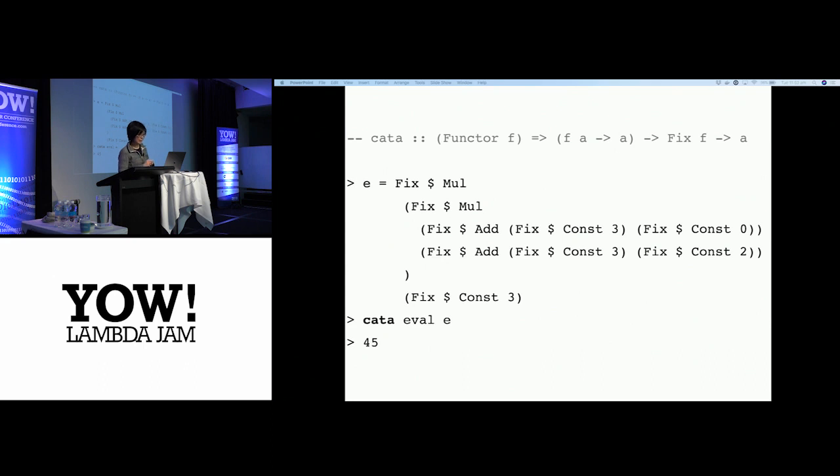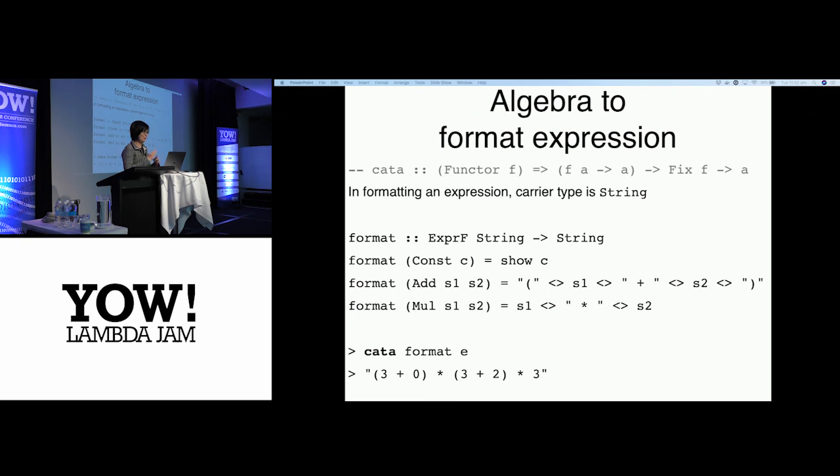And there is another requirement. What if we want to format the expression? To format the expression, that means we want to return the string format of this expression. Therefore, in this case, the carrier type is String. And therefore, the algebra will be, again, the functor, but this time it's functor String to String. And then do the same pattern match, and then return the corresponding value.